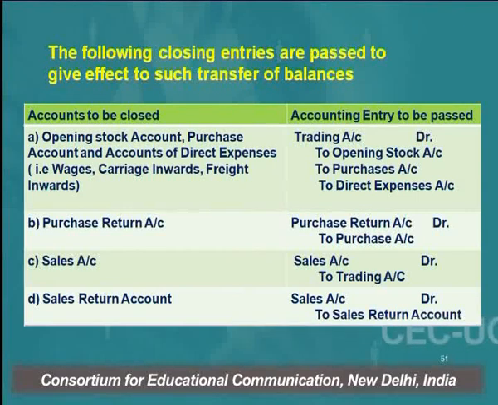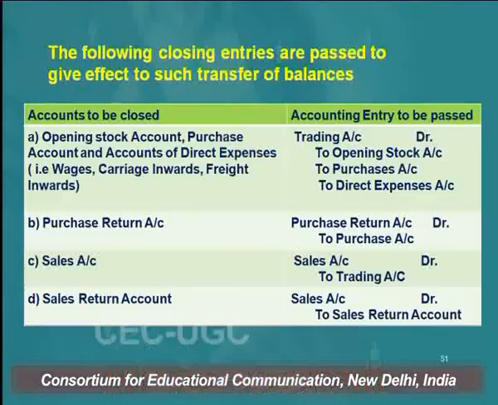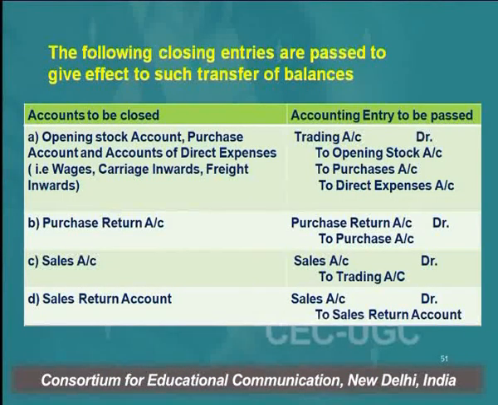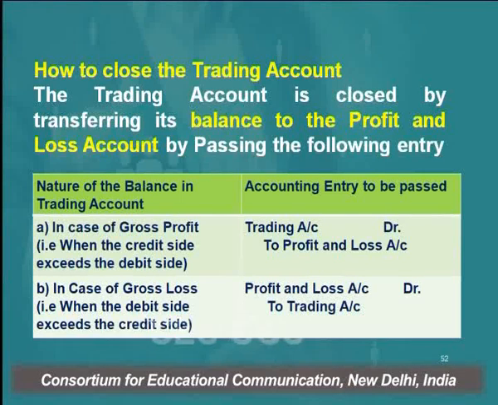If these accounts are to be closed, the entry which would be passed is: trading account debit to opening stock, to purchases account, to direct expenses account. The second account which we need to close is the purchase return account. How to close this account? The entry would be purchase return account debit to purchase account. Third is the sales account. To close this, the entry would be sales account debit to trading account. Fourth is the sales return account. So these were the entries to close the accounts.